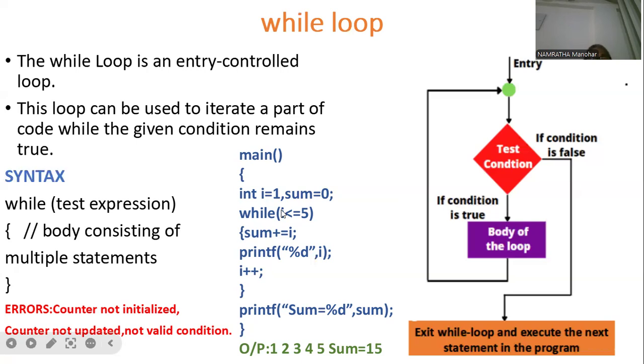Since 5 is less than or equal to 5, 5 is added to the sum and 5 is displayed here. And then 5 is incremented to 6. Now when it is incremented to 6, this condition becomes false. i less than or equal to 5 becomes false. Since it is false, it exits your while loop and prints the sum of the first 5 numbers. Sum is equal to 15. So this is how the while loop is executed.